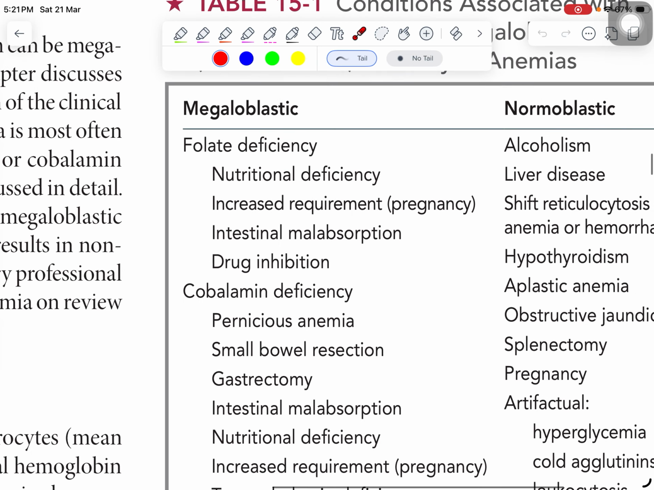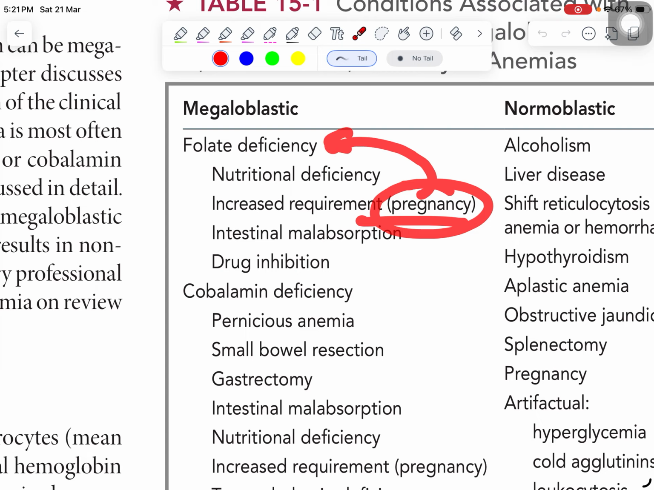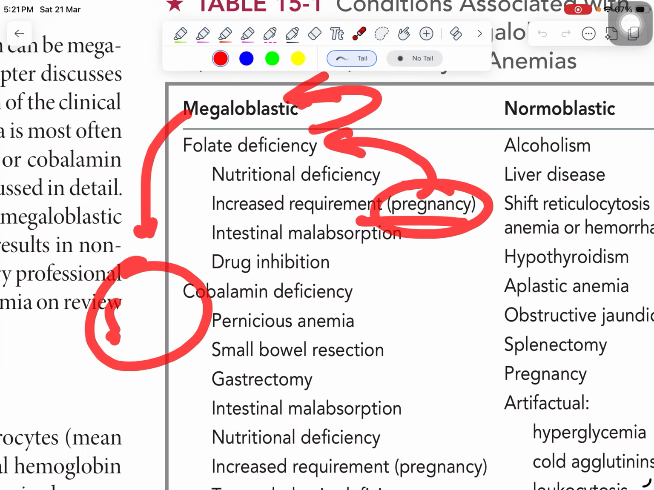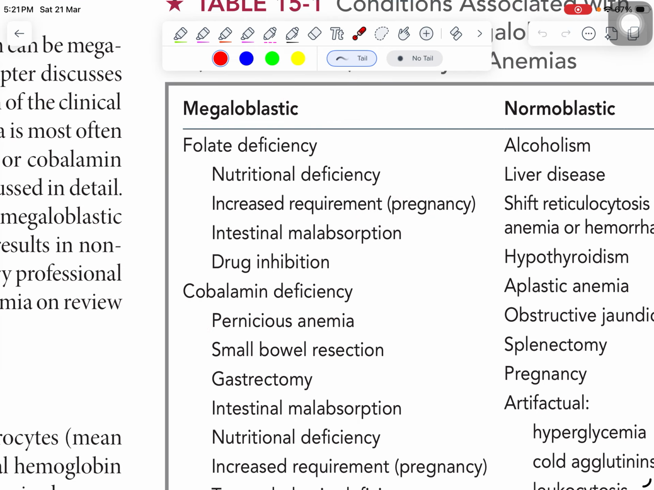here they have mentioned increased requirement in pregnancy can cause folate deficiency, that in turn causes megaloblastic anemia, which will show as hypersegmented neutrophils in the blood smear. So that may be the cause. Now I can relate to this theory. Intestinal malabsorption can cause folate deficiency, drug inhibition can cause folate deficiency.